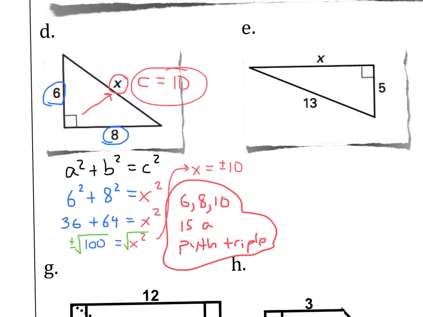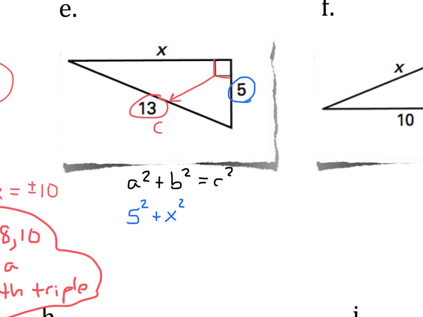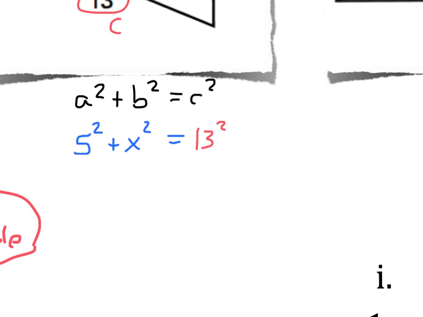All right, on the next one, letter E, we have to always pay attention. Here's my right angle, so opposite that is my hypotenuse. So that's C. So when we start with our handy-dandy super secret equation, a squared plus b squared equals c squared, then we are going to substitute things in. It doesn't matter which one is a and which one is b. So I'm going to put 5 squared there for no particular reason, x squared there, and substitute in the 13 for c.